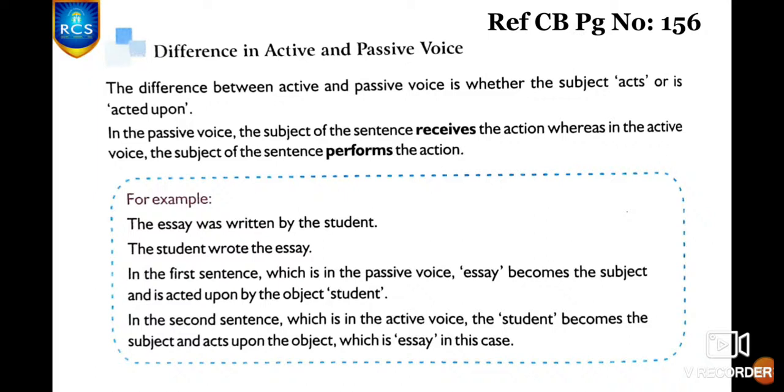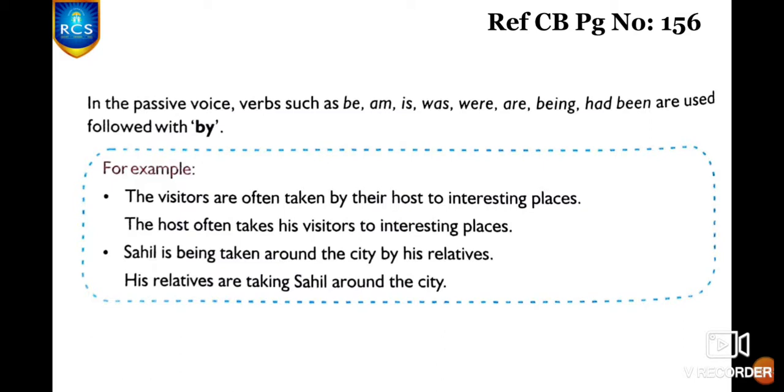In the first sentence, which is in the passive voice, essay becomes the subject and is acted upon by the object student. And in the second sentence, which is in the active voice, the student becomes the subject and acts upon the object, which is essay in this sentence. Clear?